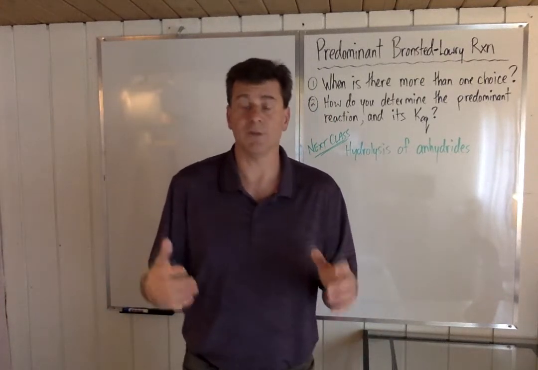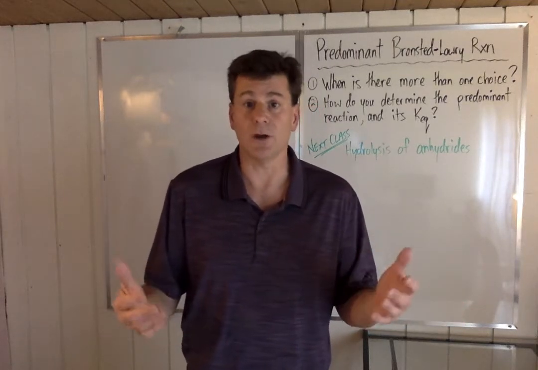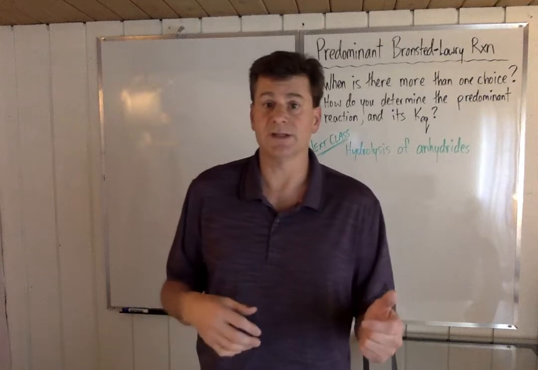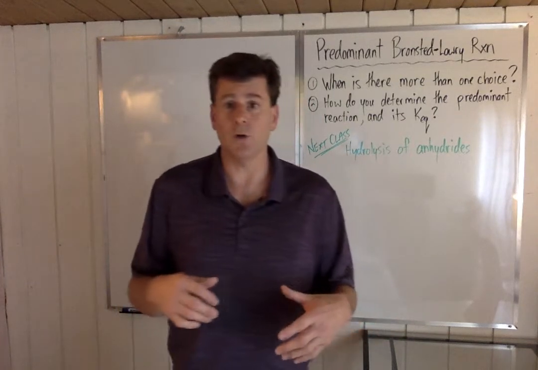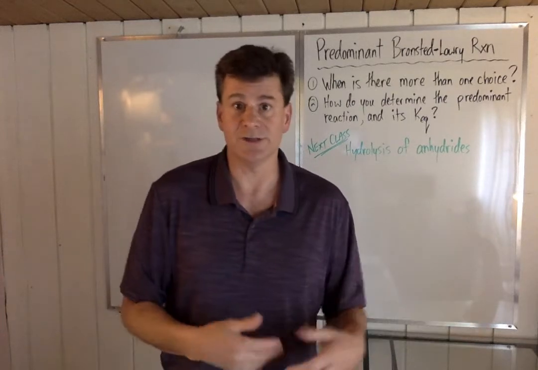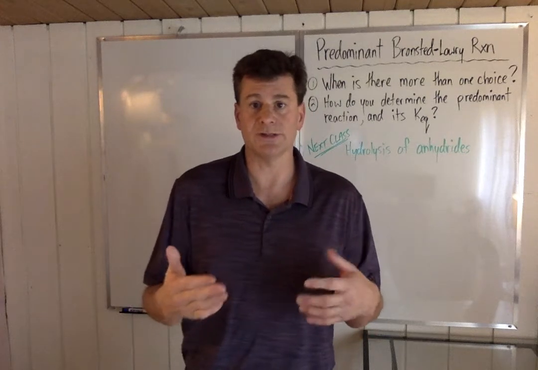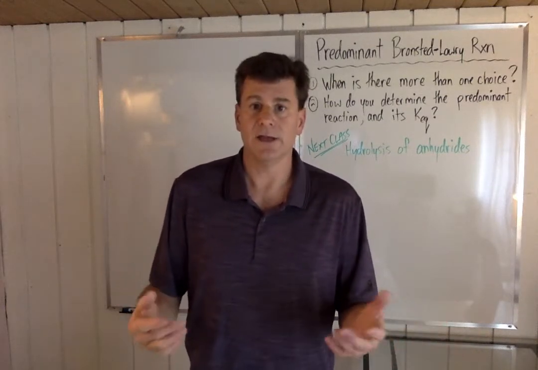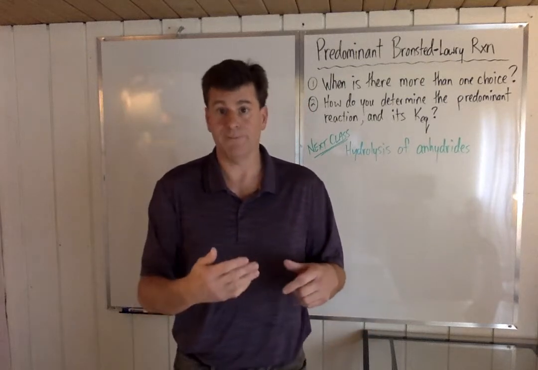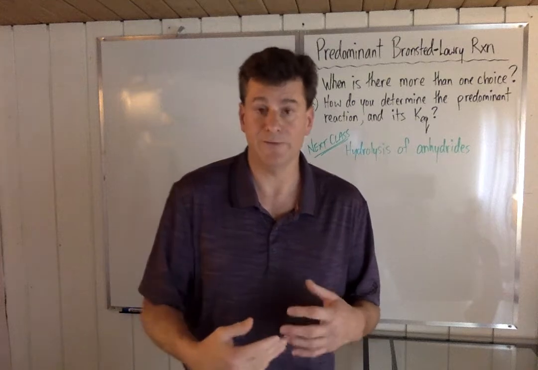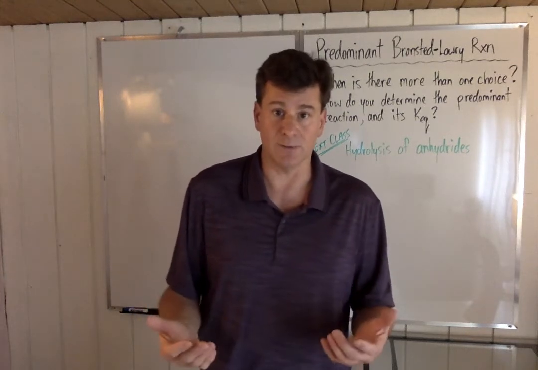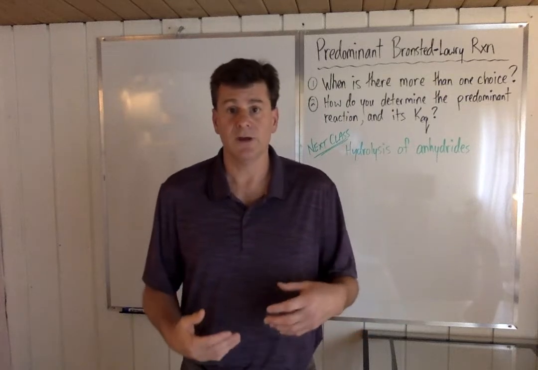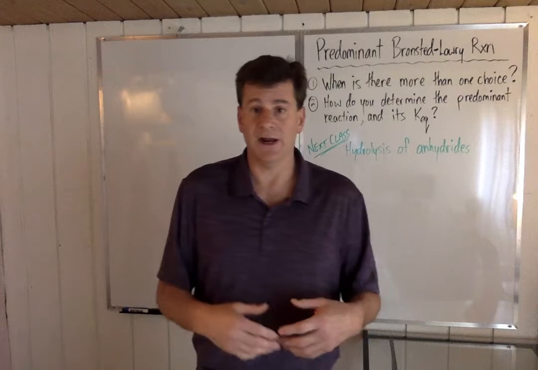So we have to determine, when is that situation even occurring? When is there more than one Bronsted-Lowry reaction going on in solution? And how do we tell which one is predominant, which is the second question. Given the choices, how do you determine which one is the predominant reaction, and what is the equilibrium constant for it? The equilibrium constants provide the proof: the predominant reaction is the one that favors products over reactants. The larger the value of the Ka, the more predominant it is, happening at a higher frequency than the other ones.